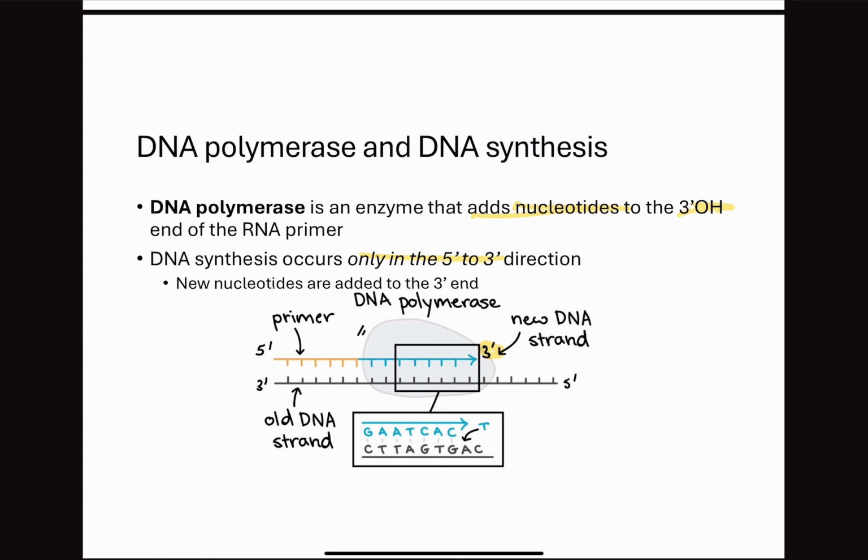So DNA polymerase uses the original strand as a guide just to make sure that the bases are paired correctly. And this is the actual copying part of DNA synthesis. It's how that new strand is formed.